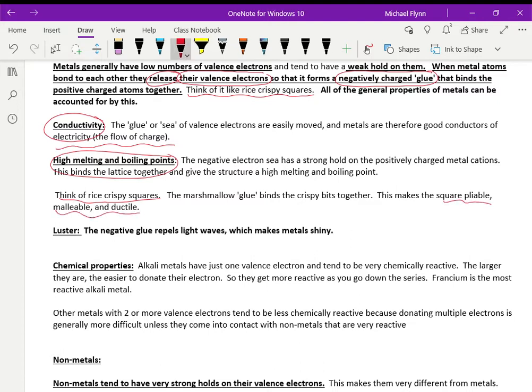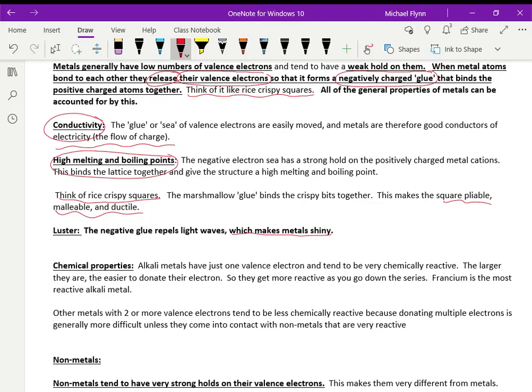Pliable, malleable, and ductile. Okay, so luster. The negative sea of electrons, or the negative glue, electron glue, repels light waves for reasons that we'll discuss in future science classes. That makes them shiny, so they have high luster. So you see, we get what's happening inside the metal.